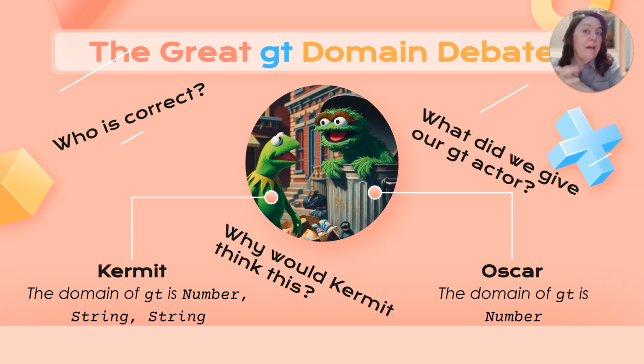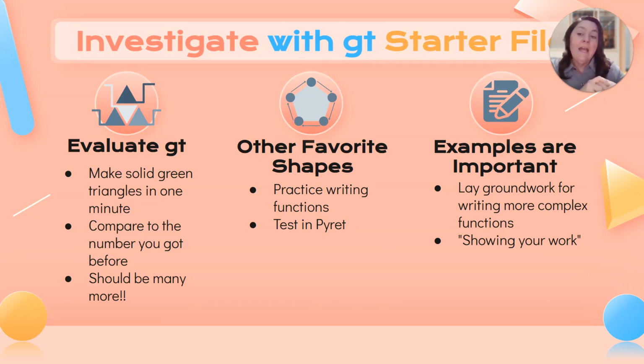Have them think back to the acting that we did. What did we give GT? Did we give GT, our actor in the class, did we give GT a number and a string when you were shouting things out in the class? What did you shout out? Oh, you only shouted out a number. GT behind the scenes already knew that it was going to be making that solid green triangle. It just needed the number. The function itself just needed the number. So good activity there. And then this lesson does end with you now applying that to evaluating some other shapes.